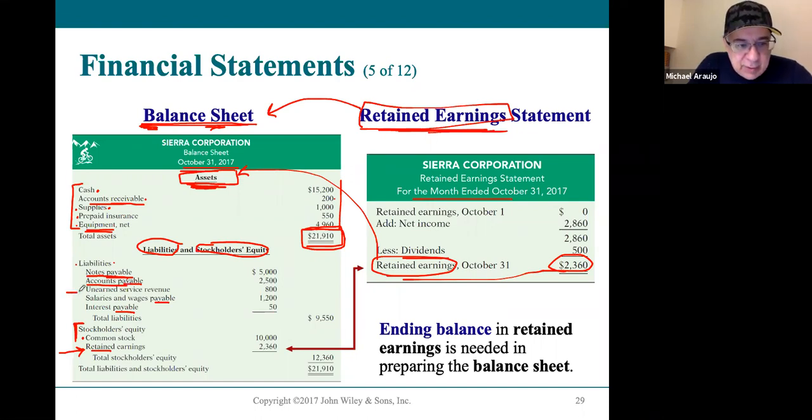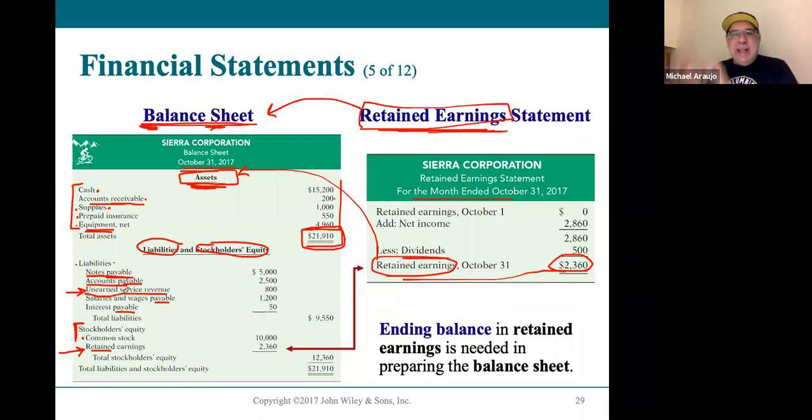Unearned service revenue is one of those interesting liability accounts because it doesn't use the word payable, as you see. So it's not as annoying as the other few. But what is it? Well, it has the words service revenue in it. Shouldn't it be a revenue account? What's it doing here on the balance sheet? Well, because of the first word, unearned.